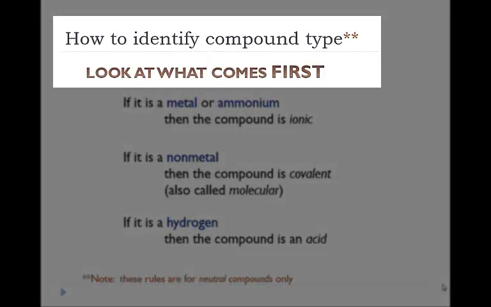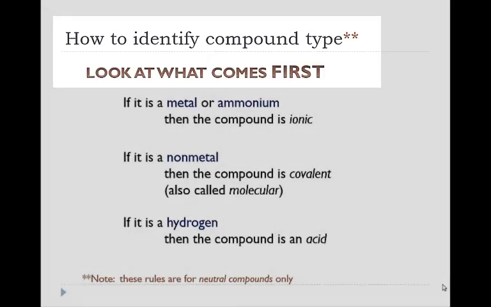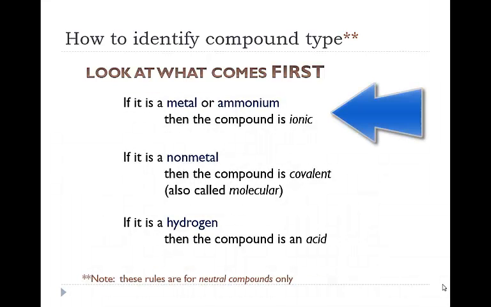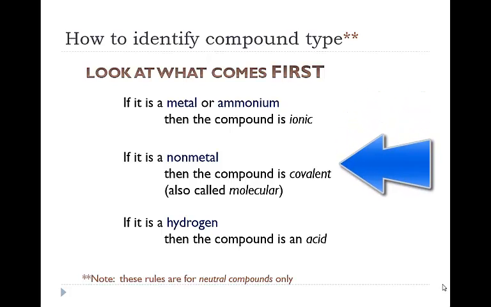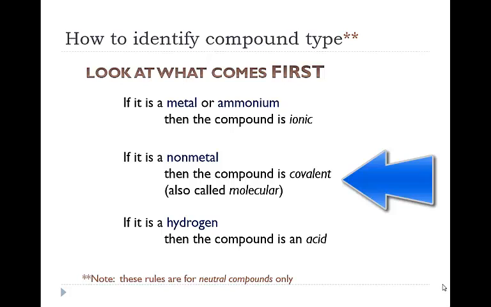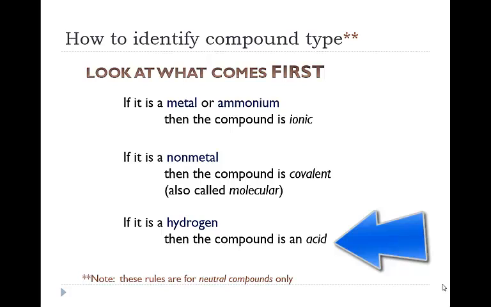Once we've decided whether or not it's an ion, if it has a neutral charge or no charge, we look at what comes first. If the first component is a metal or ammonium, then the compound is ionic. If the first one is a nonmetal, then it's covalent or molecular, same thing. If it's a hydrogen, then the compound is an acid.